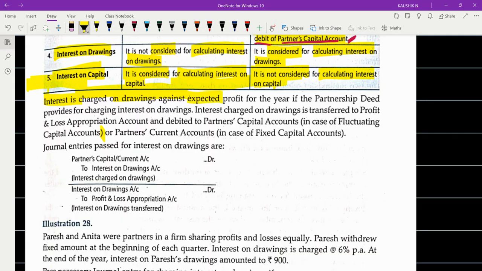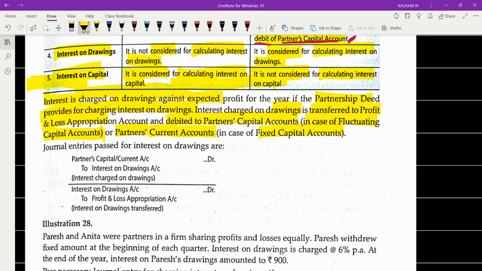So interest on drawings against your expected profit for the year will be done only when the partnership deed provides for charging it. Interest is being charged on the drawings. It is transferred to the profit and loss appropriation account and debited to the partner's capital account, in case of fluctuating capital accounts. Or it will be transferred to the partner's current account in case of fixed capital accounts. So they are making it very clear.